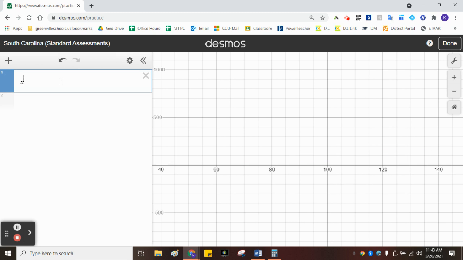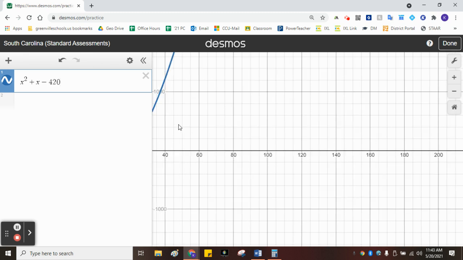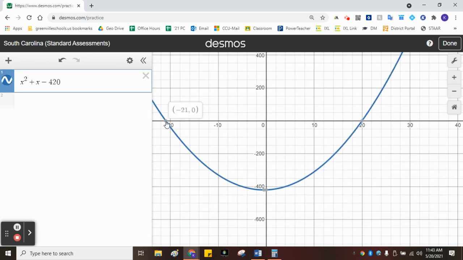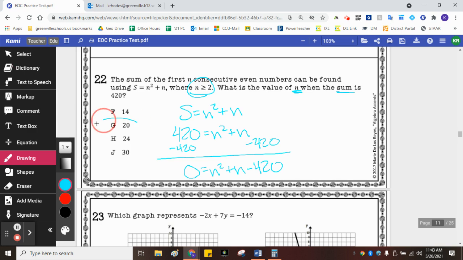And remember, you can't put n into your calculator to graph. It has to be x. It cannot be this answer because it's negative, and the problem said n has to be greater than 2, so it has to be this answer, 20. And you could have also done negative b plus or minus the square root of b squared minus 4ac all over 2a, if you wanted to do it that way.